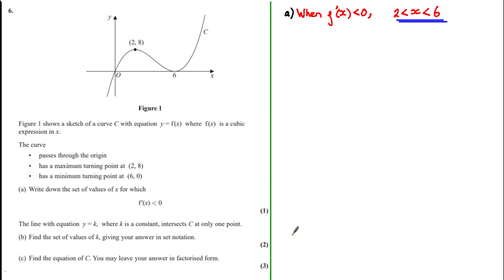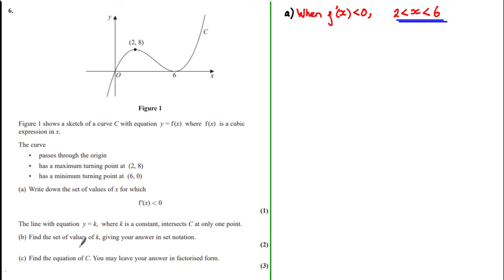Okay, moving on to part B of this question. Now we're told that there exists a line with the equation y equals k, where k is a constant, and this line intersects C at only 1 point. And we've been asked to find the set of values of k for which this line intersects the curve at only 1 point. And we need to give this answer in set notation.